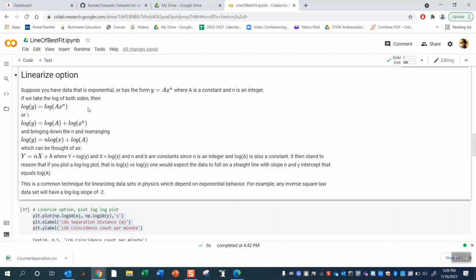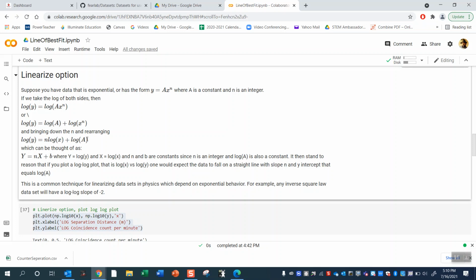N could be negative 2, for example. Okay, so let's take the log of both sides. Log of y equals log of ax to the n. Because we have logs, we can separate them. So it's log a plus log x to the n. That's a log rule, okay? And then we can bring this n down in front of the log and rearrange. So log of y equals n log x plus log of a.